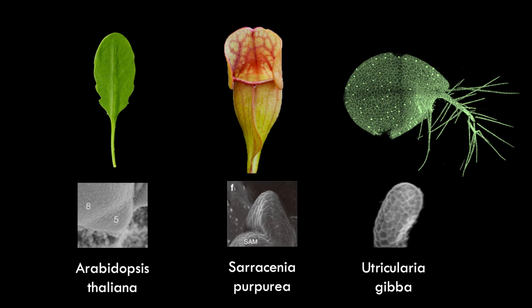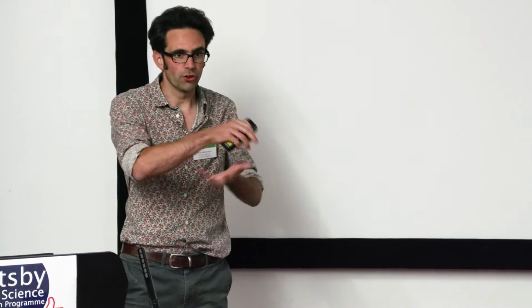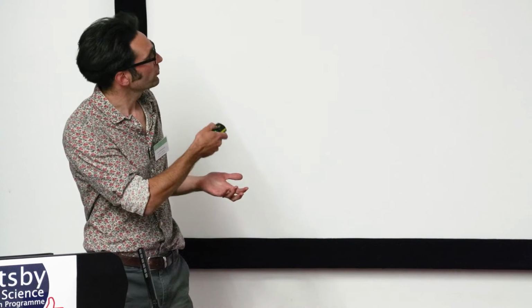I'll be talking a lot more about this one, because this is the one that I do a lot of my research on. But the point to take away from this is that all three of them grow from these small dome-shaped primordia. So this is an Arabidopsis primordia, Sarracenia, and a Utricularia, and they all look the same. They're essentially just shapeless bumps of cells, right? So the big question is, how do you go from making something which is just a dome of evenly shaped cells to making such different shapes?